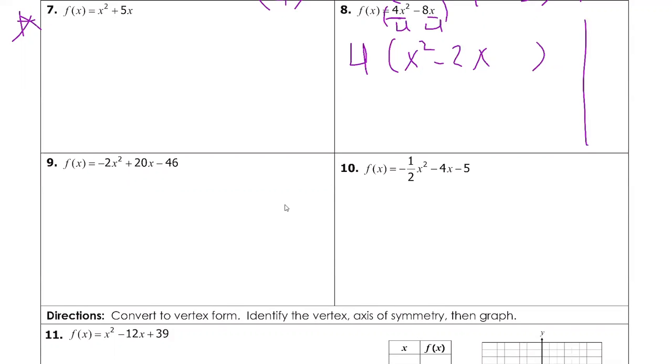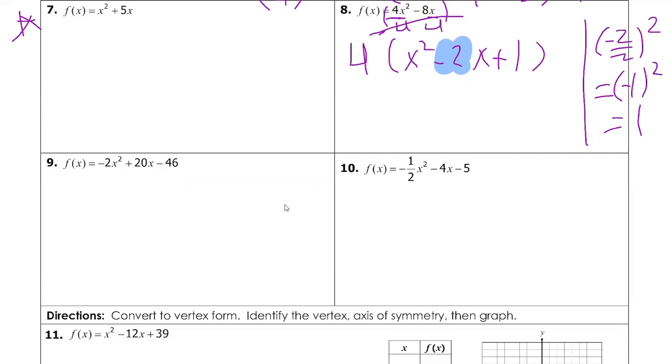So if you complete your square, you want to look at your new b, after you pull out the coefficients. So this would be negative 2 over 2 squared, like b over 2 squared, looking at your new b once you have your x squared by itself. That would really be negative 1 squared, or 1. So I'm going to add 1. But remember, this isn't a 1. This is really a 4 if I distributed that 4. So to undo that 4, I'm going to subtract 4 on the outside.